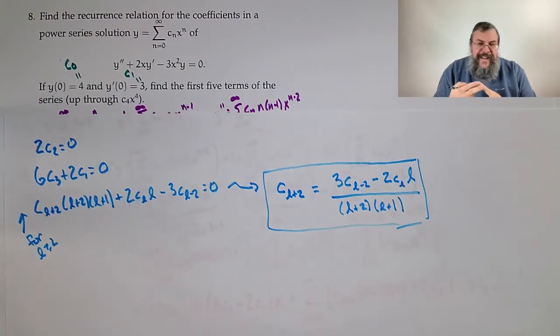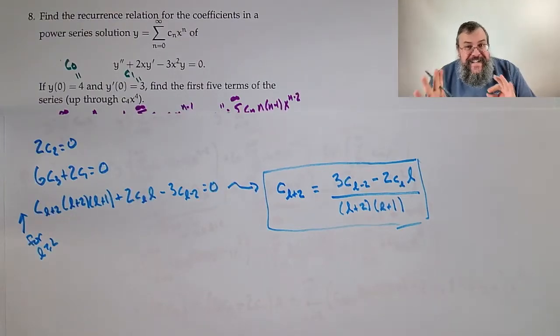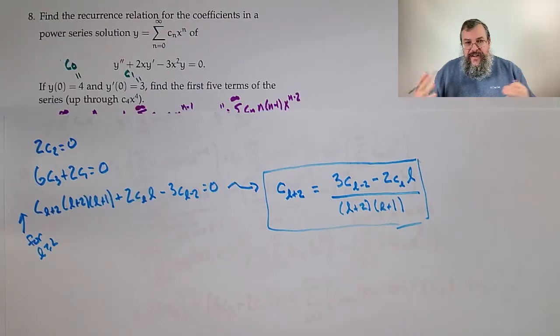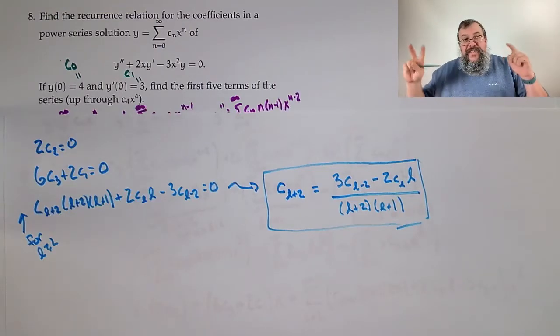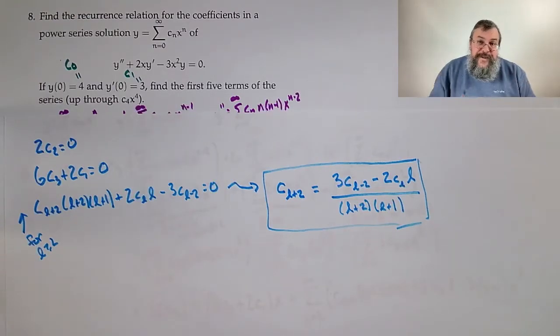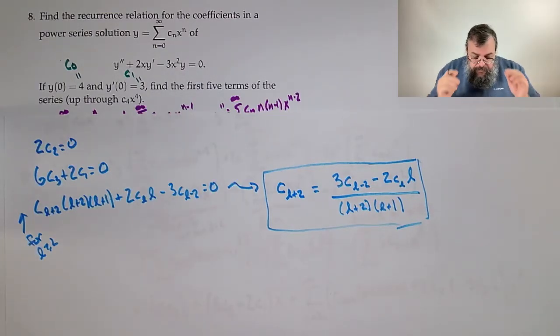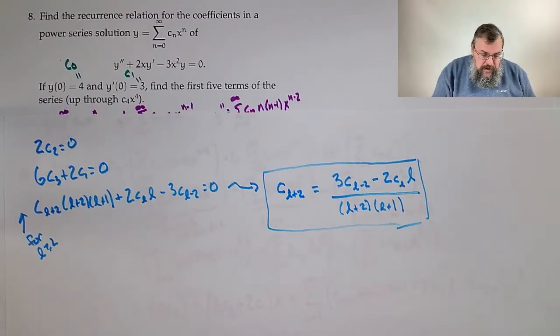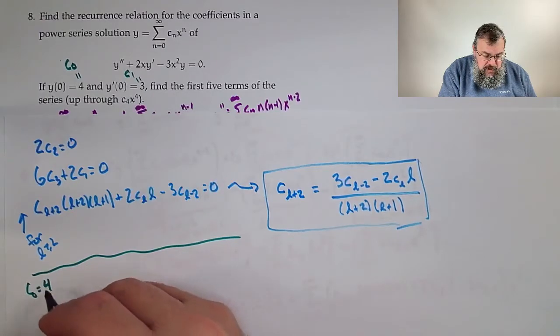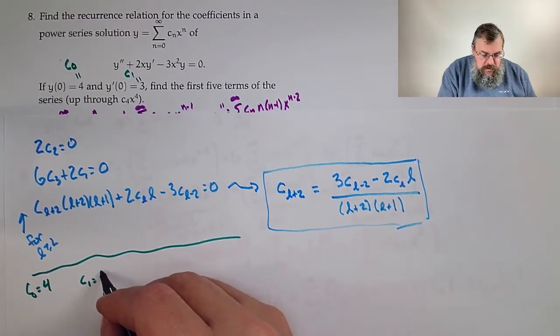Now, let me just add a little tiny note of caution. If we had a third initial condition, so we had a triple derivative, y double prime of 0 is not C2, right? Because be careful, because powers come down. So that's just a little side note. Who knows if that'll ever show up in the future? It doesn't show up today. All right, so the good news is we know C0. C0 is equal to 4, C1 is equal to 3.